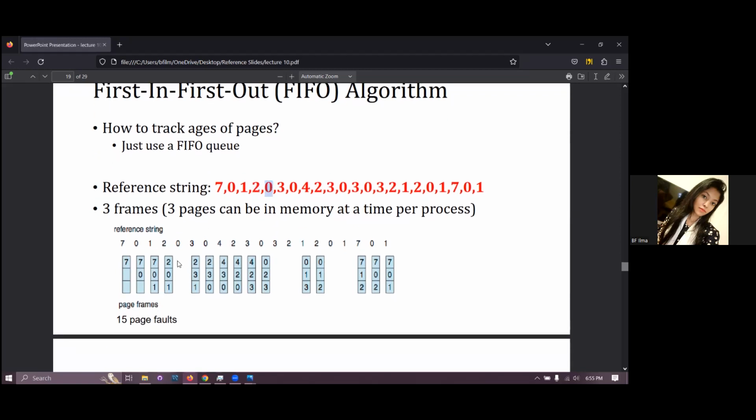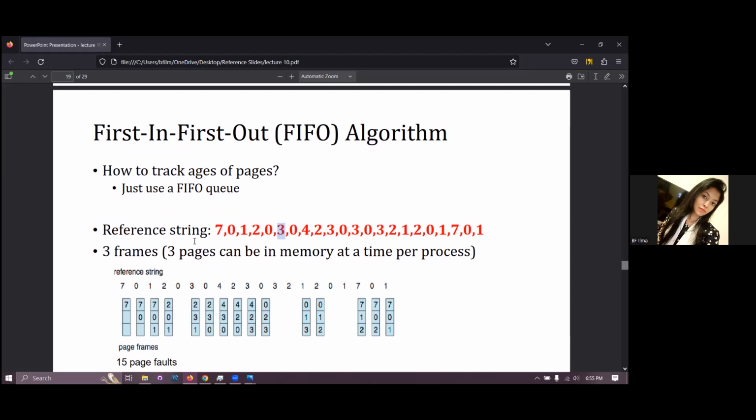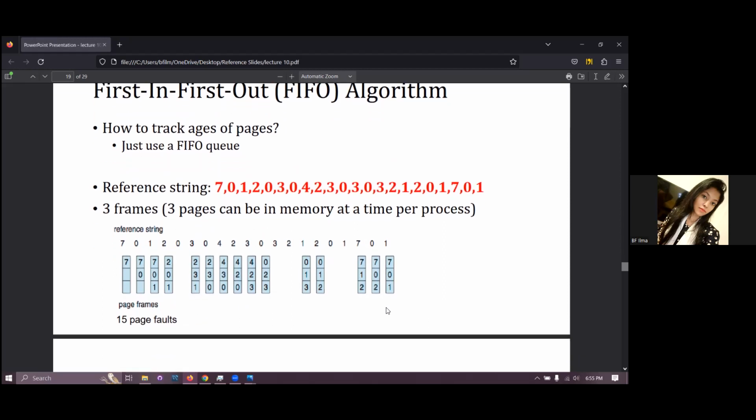When we consider 0, it is already available, so we don't have to bring it. Then we consider 3, which is not available, so we have to take something out. The one that came first from 2, 0 and 1 is 0. So we take 0 out and put 3 into our memory. It goes on like that, and you can count the page faults as well. There are 15 page faults happening here.